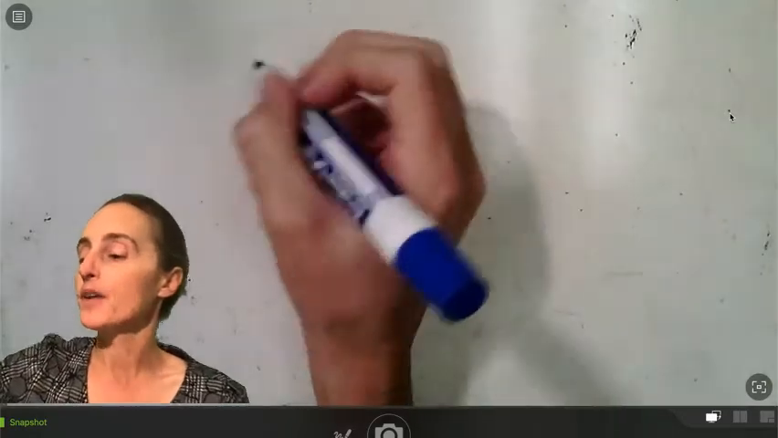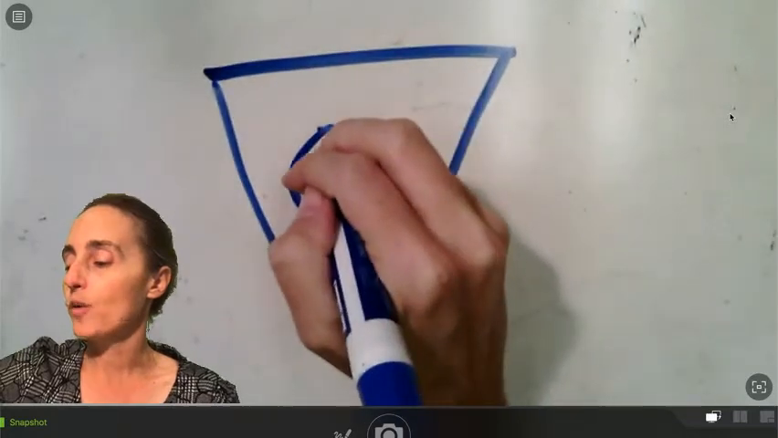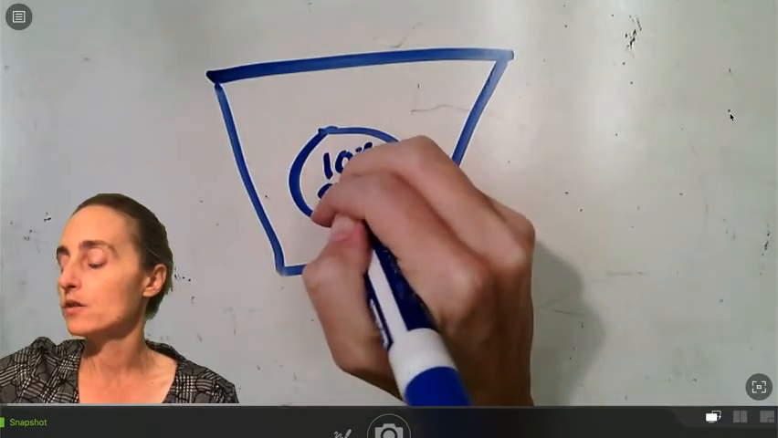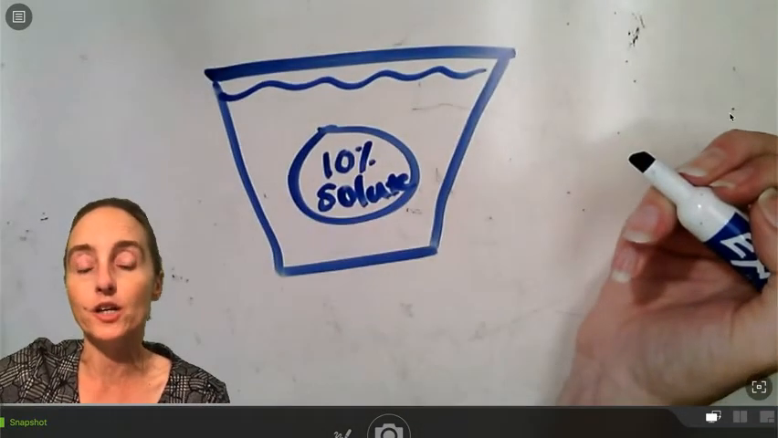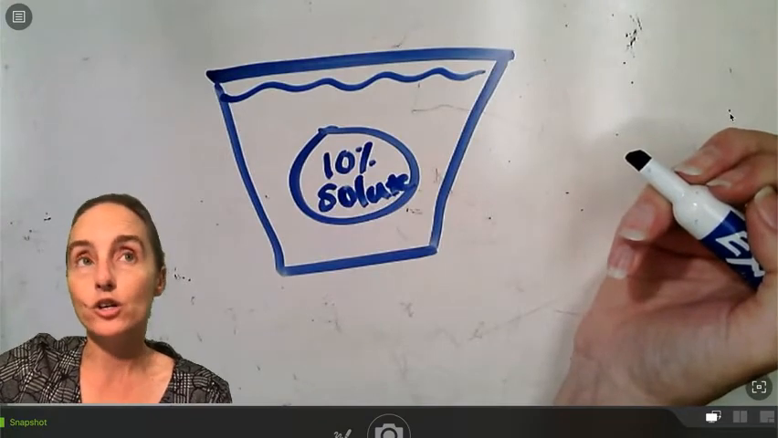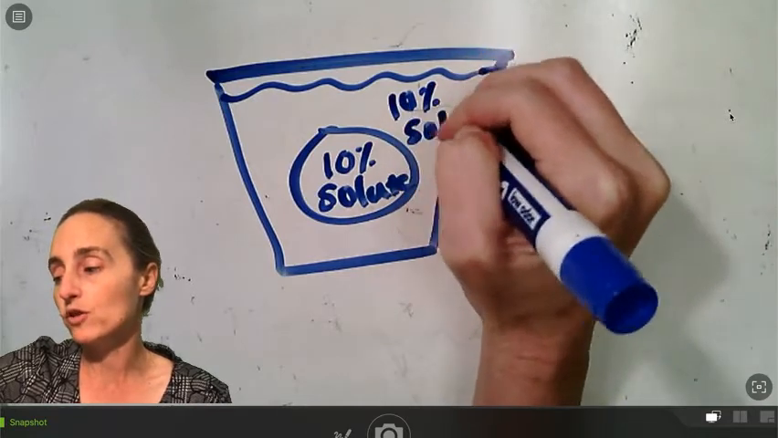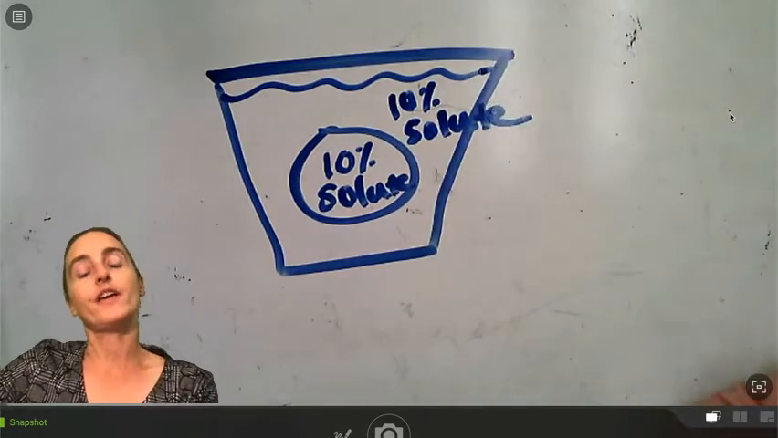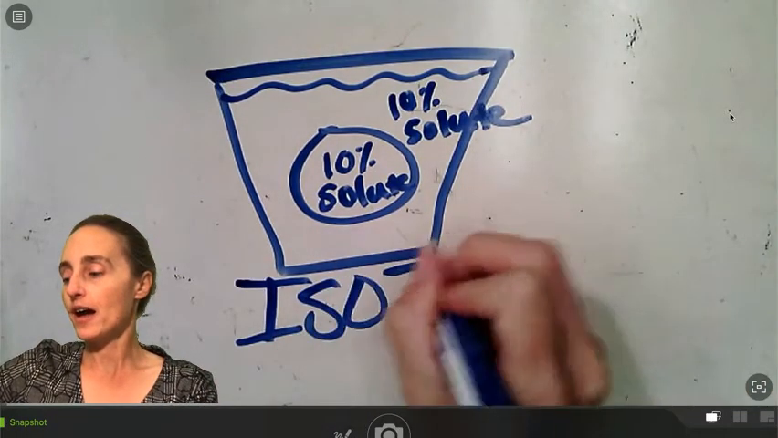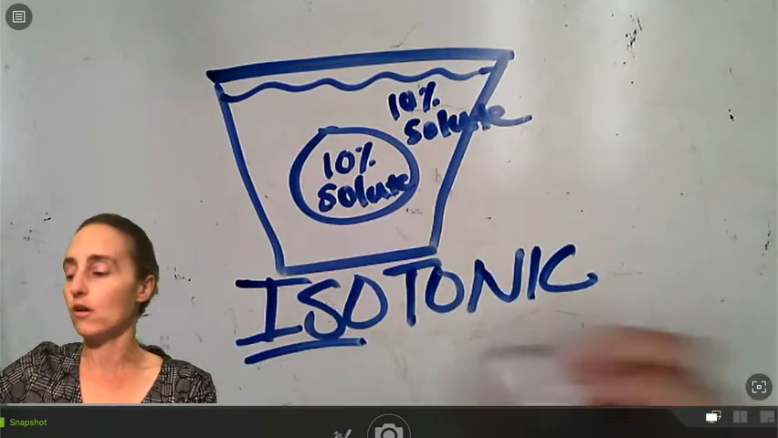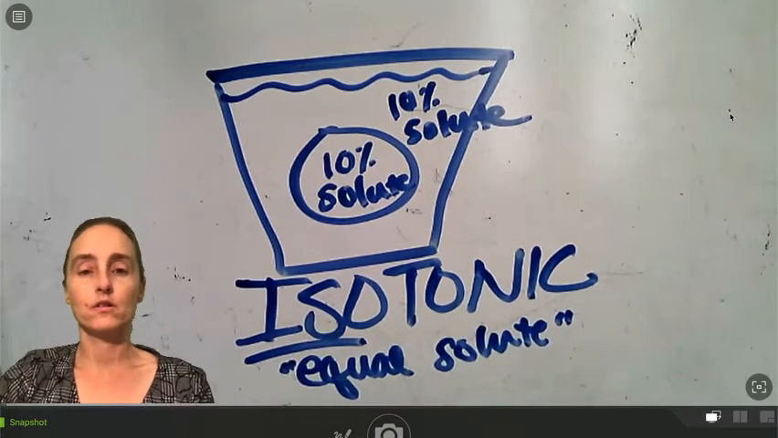Now, what if by some amazing coincidence you had a 10% solute here? I say solute, I don't say sugar or anything like that, because it could be anything dissolved in it. It could be 10% salt, 10% sugar, 10% iodine, whatever. It's just something dissolved. That's why we use the term solute. What if I have it like that? Equal. Oh, that's another word. Isotonic. Iso means equal. Equal solute. What's going to happen now?